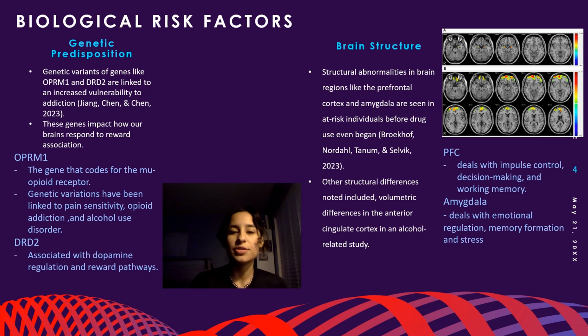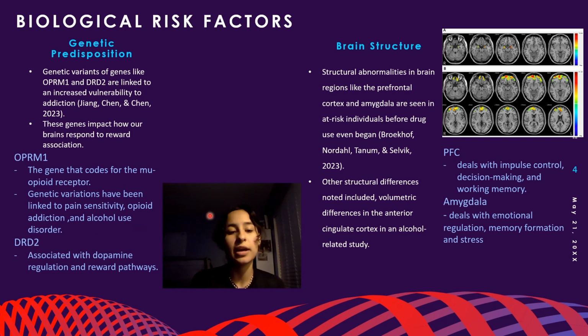With the biological risk factor studies, I found that all 3 found the genetic predisposition risk factors and a link to an increase of likelihood in developing SUDs. Researchers found that genetic variants of genes like OPRM1 and DRD2, which I broke down a little bit, of what these genes represent.